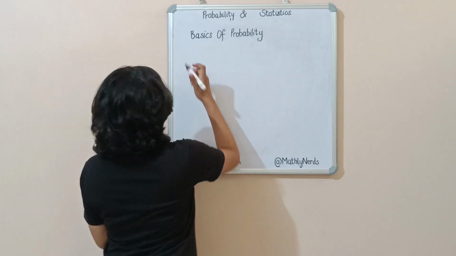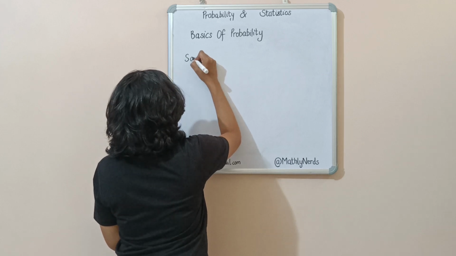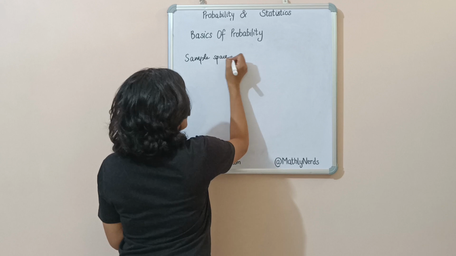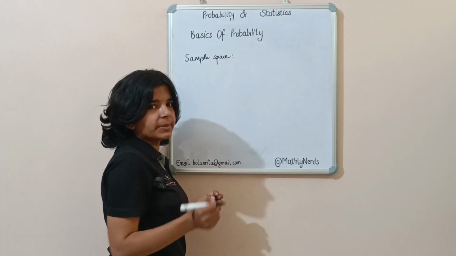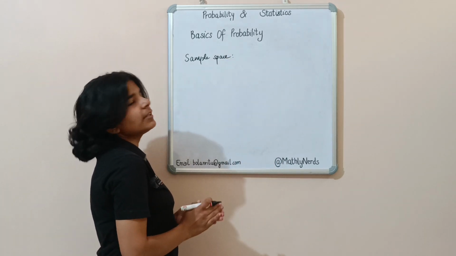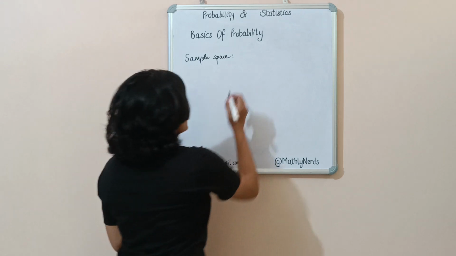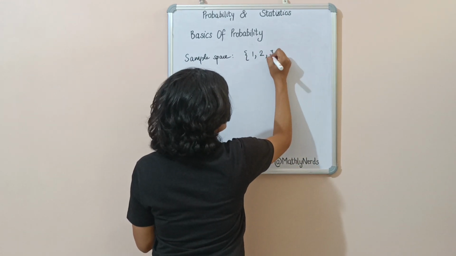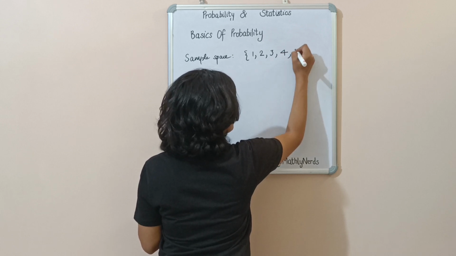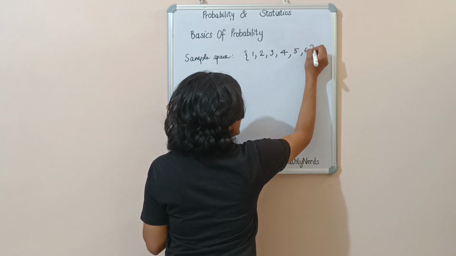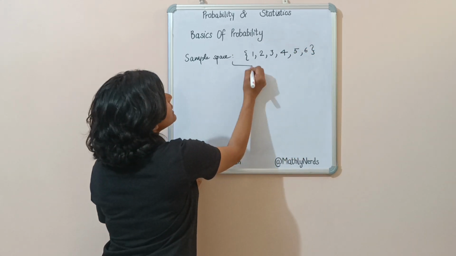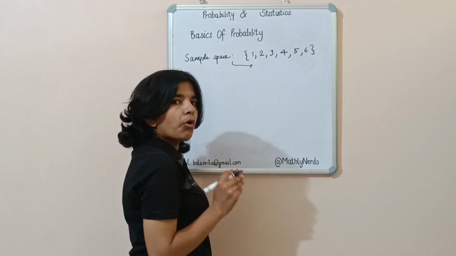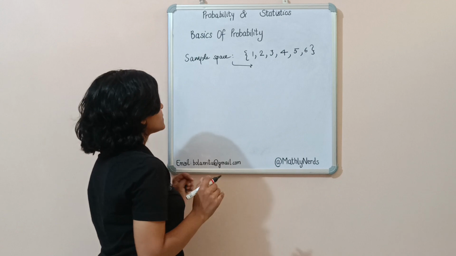Our first term is sample space. Sample space is a set of all possible outcomes. For example, we roll a die. So what are the possible outcomes? 1, 2, 3, 4, 5 and 6. So this is our sample space which contains all of our possible outcomes.